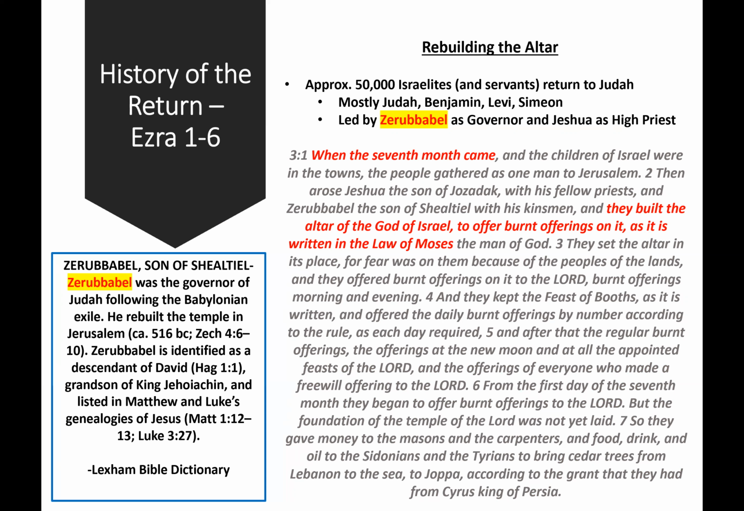Just a little note here about Zerubbabel. Zerubbabel was the governor of Judah following the Babylonian exile. He rebuilt the temple, which we're going to see here. And he is identified by Haggai, who's a prophet, as a grandson of King Jehoiachin. And so he's part of the royal line of David, and even later on listed in the genealogy of Jesus in the books of Matthew and Luke.